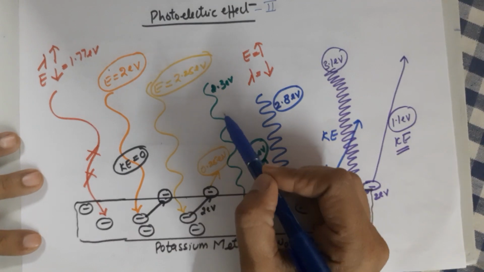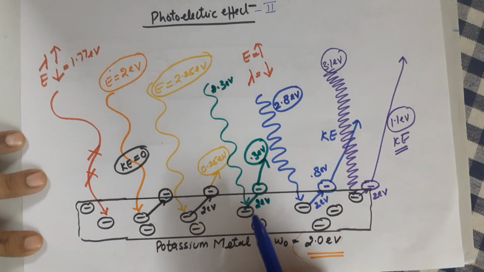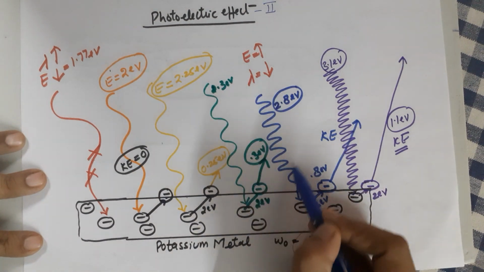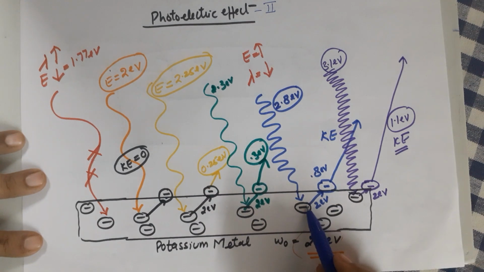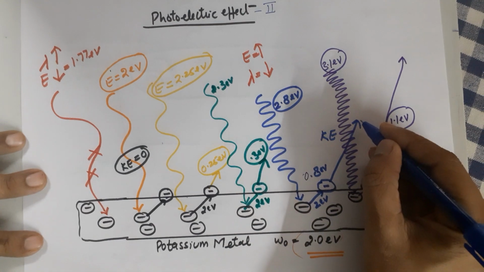Moving on to the green light. The green colored light has a photon energy of 2.3, out of which 2 is used for the work function and 0.3 for the kinetic energy. With the blue light, you have 2.8 as the energy of the photon. Required to move out is 2 electron volts, so the remaining 0.8 is used as kinetic energy.